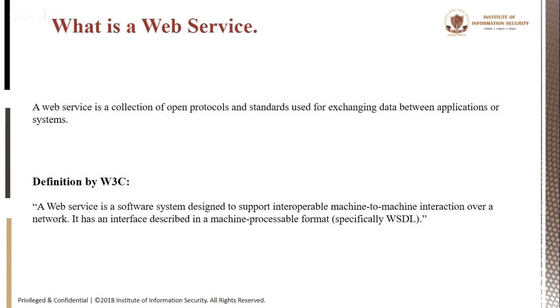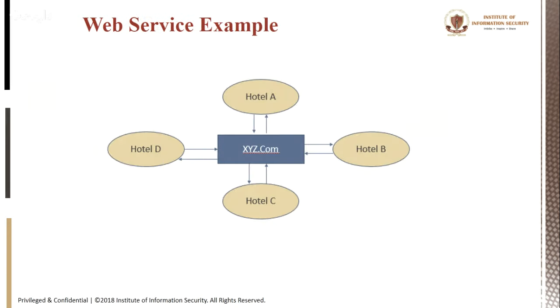Okay, so let's move to the next slide. I will tell you how web services basically work. What is the working functionality that web services perform? There's a diagram: Hotel A website, Hotel B website, Hotel C and Hotel D website are communicating with the xyz.com website. xyz.com is a website which provides the details of the hotels and the room availability so that people can book rooms and stay.